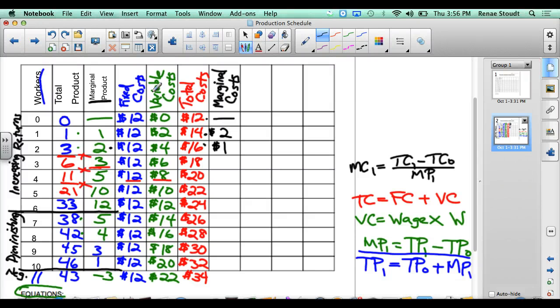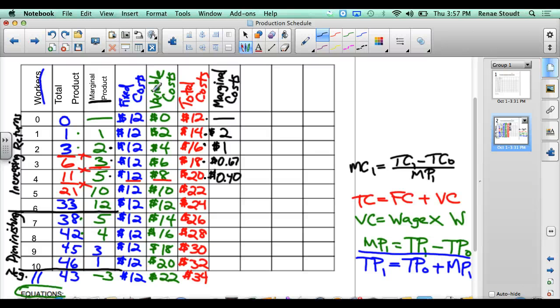At 3 workers, we're subtracting 18 minus 16 to get 2, divided by 3. So 2 divided by 3 is 67 cents, I believe. So you can check my math if you'd like. At 4 workers, we're subtracting 20 minus 18, which is 2, and we're dividing by 5. So 2 divided by 5 will give you 40 cents. Again, you can check my math.